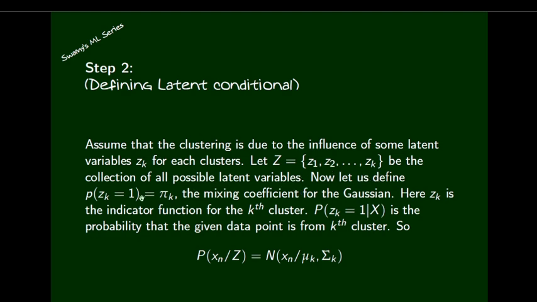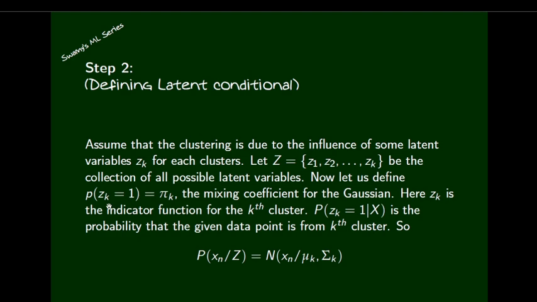Now let us define P of zk equal to 1 is equal to pi k. It's a very simple notation. We define two things here. Now look into the argument zk equal to 1. zk is actually an indicator function. Its value indicates which cluster the data point belongs to. Here zk equal to 1 means it gives a true value, indicating that the particular data point belongs to the kth cluster.